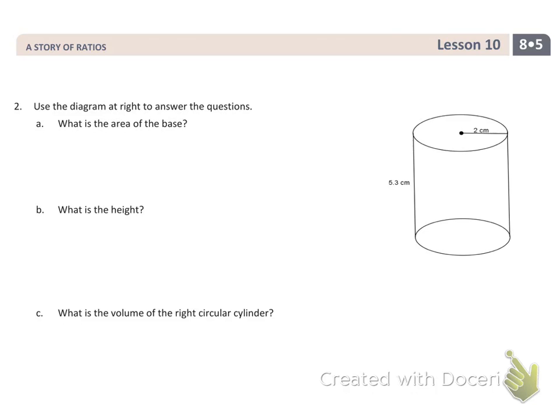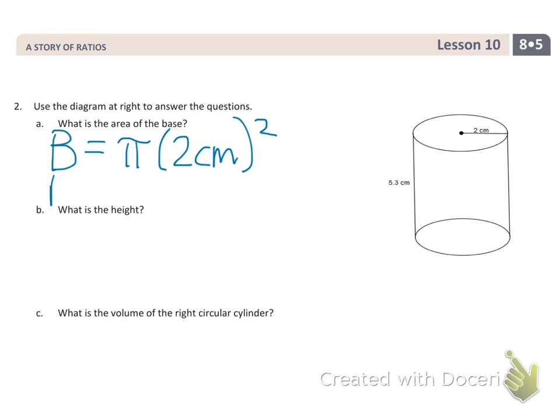All right, so let's look at the next one. The next one's a cylinder. So again, what is the area of the base? Well, the area of the base, we'll call it big B, is equal to pi times the radius squared. So that would be pi times 2 centimeters squared.